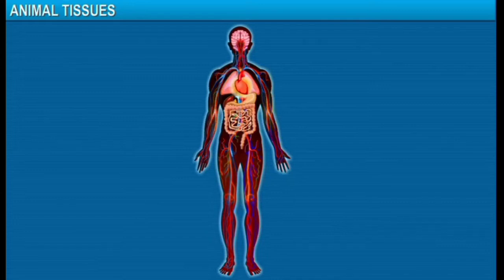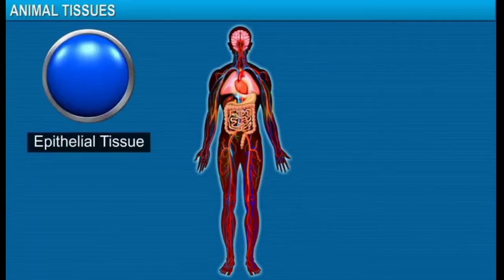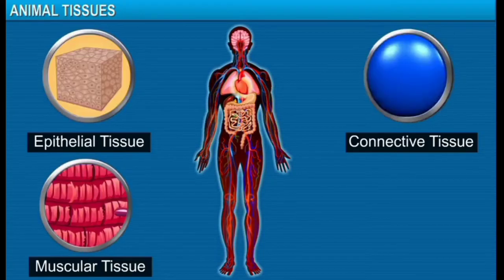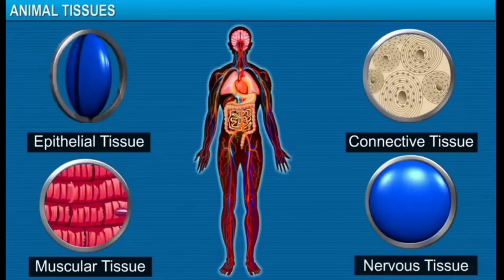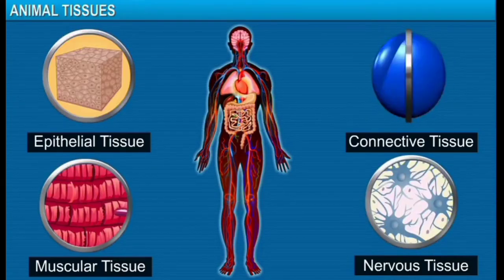The animal body is made up of different types of tissues: epithelial tissue, connective tissue, muscular tissue, and nervous tissue. Let's look at each tissue in detail.